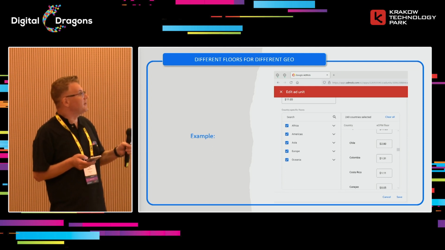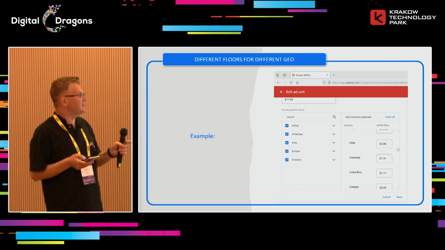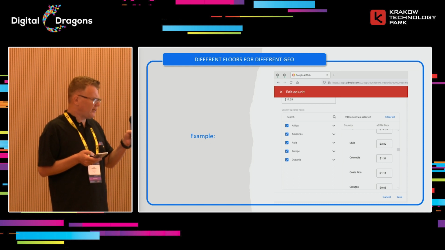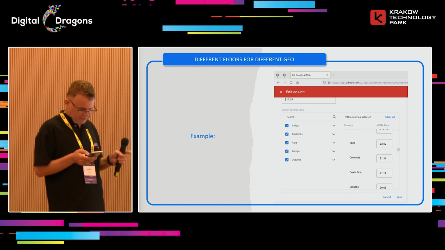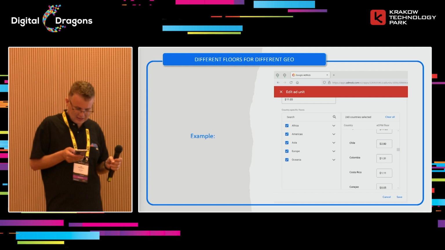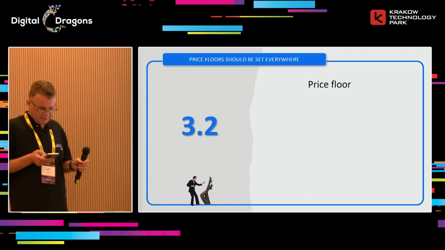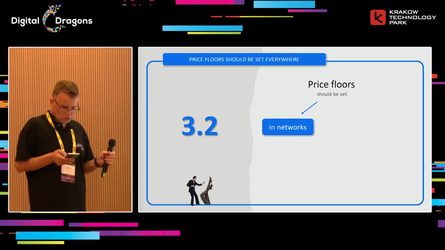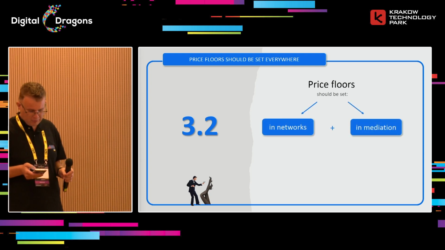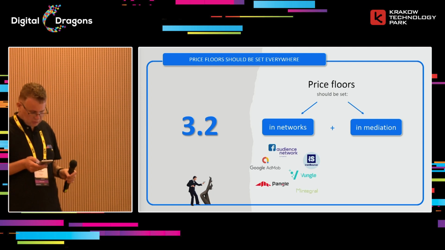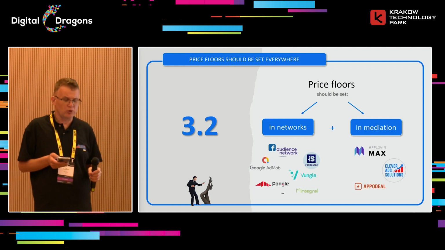This is an example of Google AdMob setup for every country. We are using different price floors. Now I'm going to the price floors, and you should use price floors or target eCPM calls correctly. There are 3 absolutely important rules about configuring the waterfall.